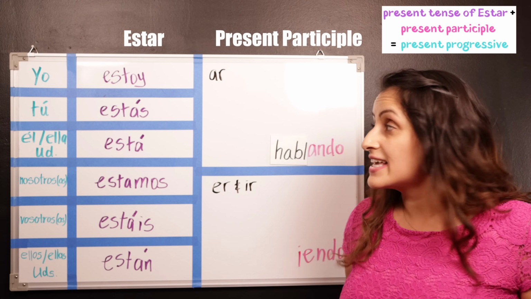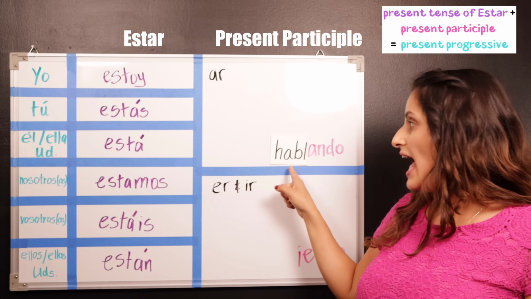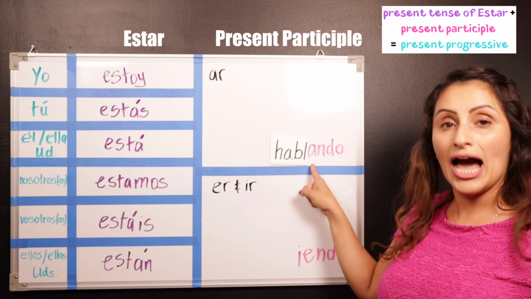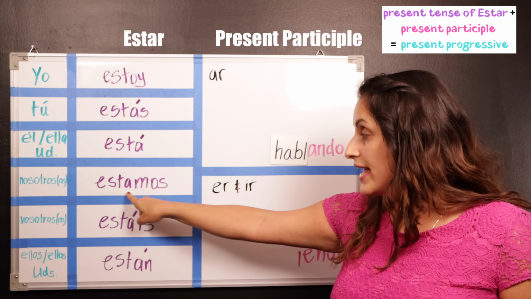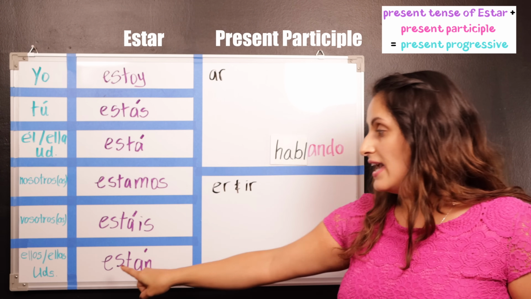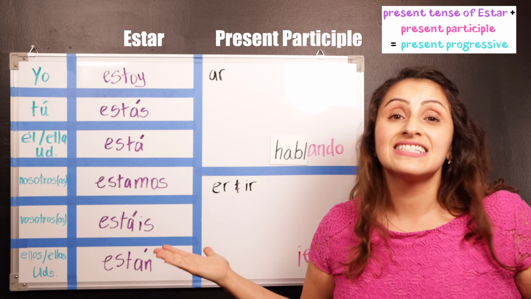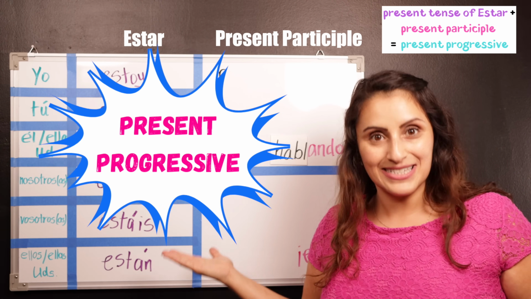If you are speaking, you would say estás hablando. We are speaking, estamos hablando. Ellos, ellas, and ustedes están hablando. And that's how you put together the present progressive.